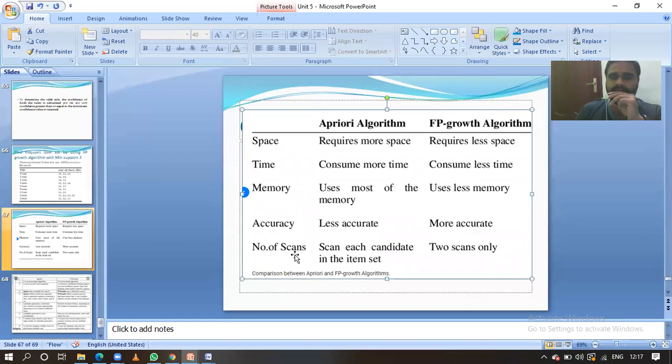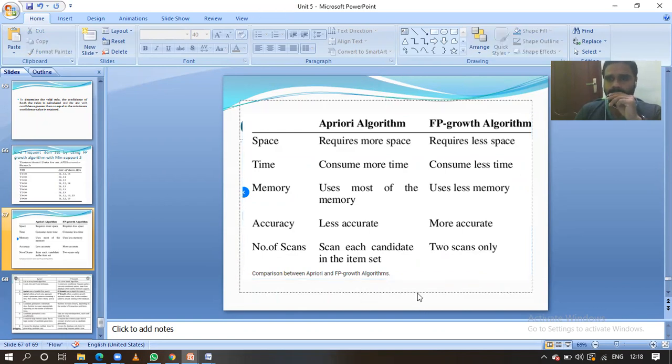The next one is the number of scans, guys. For each and every candidate set we have to scan. First, for the candidate 1 set we have to scan the data set. For candidate 2 set generation we also have to scan the data set, and for candidate 3 set also. For each and every candidate set we have to scan it, but here only 2 scans are required, and that is also for construction of the trie data structure. Okay, clear? This is the comparison. Let us see more comparison.